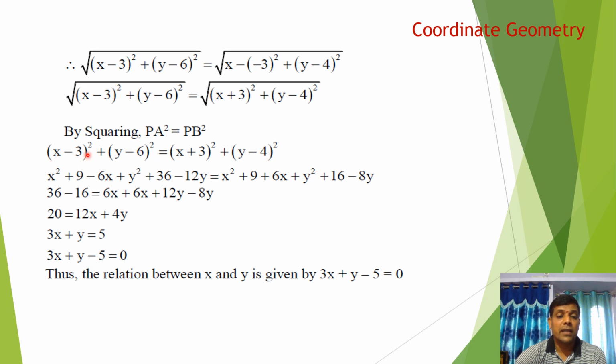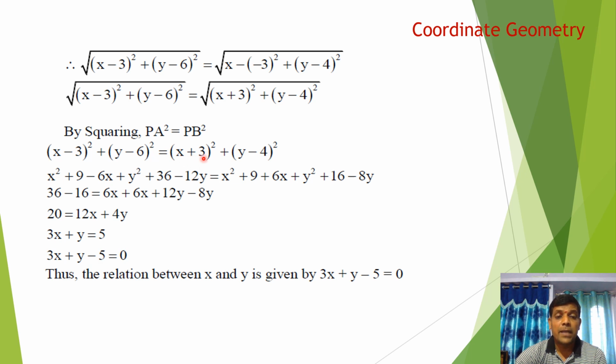(x - 3) whole square is in the form of (a - b) whole square. a square means x square, plus b square means 3 square, 3 into 3, 9, minus 2ab, 2 into x into 3, 6x. Plus (y - 6) whole square, again in the form (a - b) whole square: a square means y square, plus b square, 6 into 6, 36, minus 2ab, 2 into y into 6, 12y.